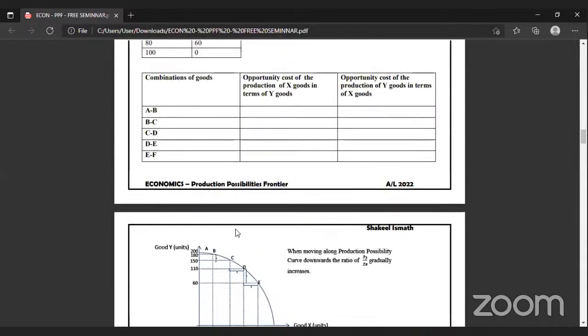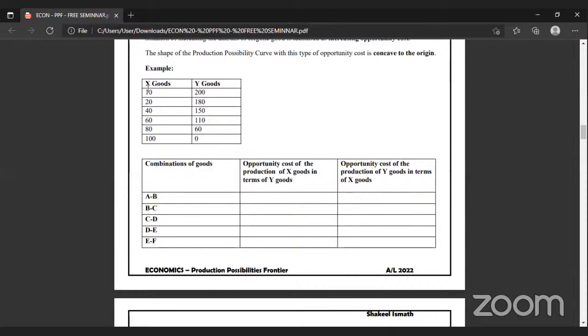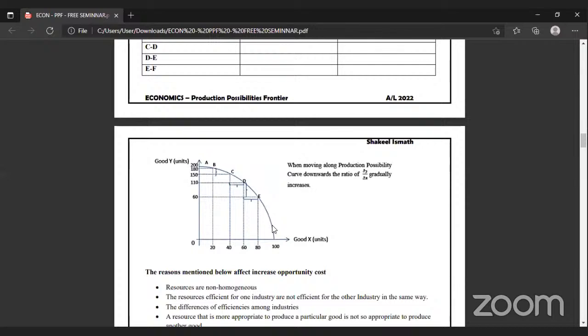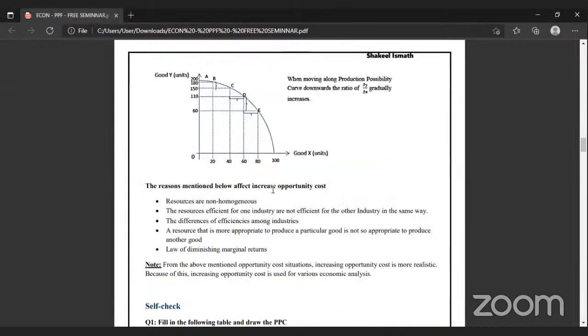For those who have not done this, see that if you draw this table in a graph accurately, the curve will be concave to the origin. The curve will be concave to the origin. So the slope of the curve is what we call the marginal, right? The slope of the curve decides this margin. So what are the reasons for the increasing opportunity cost? I told you resources are non-homogeneous, different. Heterogeneous resources are there. The resources efficient for one industry are not efficient for the other industry.